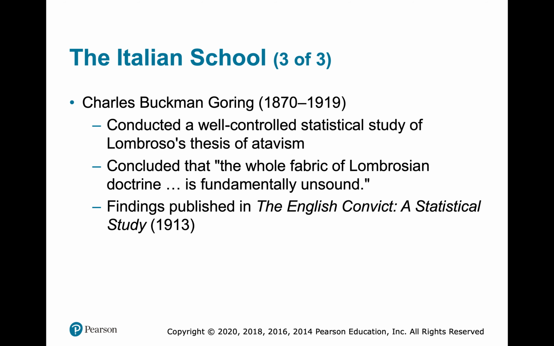Now, Charles Buckman Goering conducted a well-controlled statistical study of Lombroso's thesis and found that the whole idea of this is unsound. So we know, even though Lombroso is the first to really study something scientifically, we know that this doesn't hold true. This is not a way that we can distinguish criminal offenders from non-offenders.